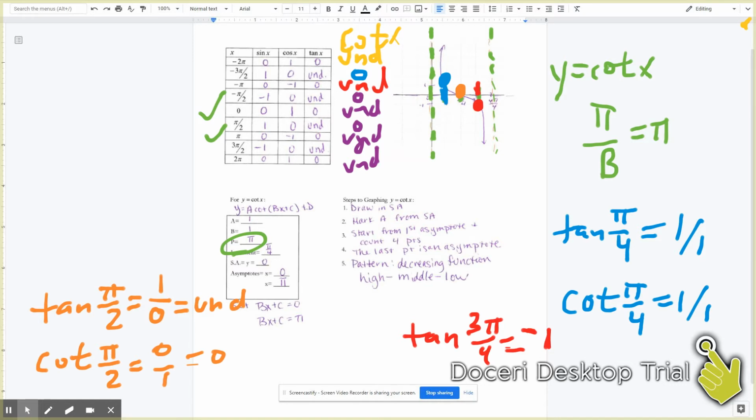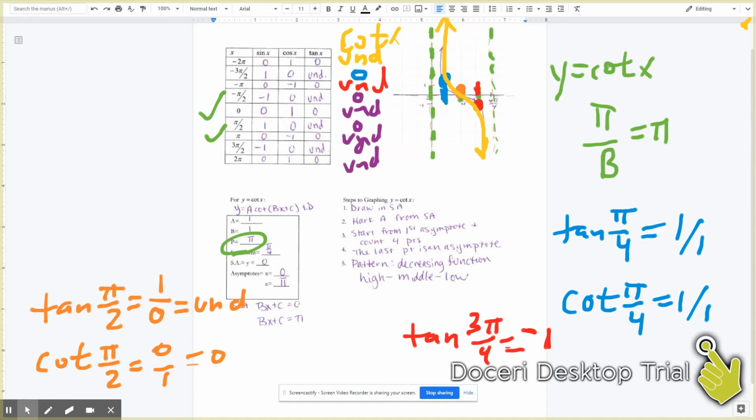So when you're graphing cotangent, it's the same thing as tangent, especially the high and the low points. But wherever tangent has an asymptote, cotangent is going to have a point on the sinusoidal axis. And vice versa. Wherever tangent has a point on the sinusoidal axis, cotangent is going to have a vertical asymptote.